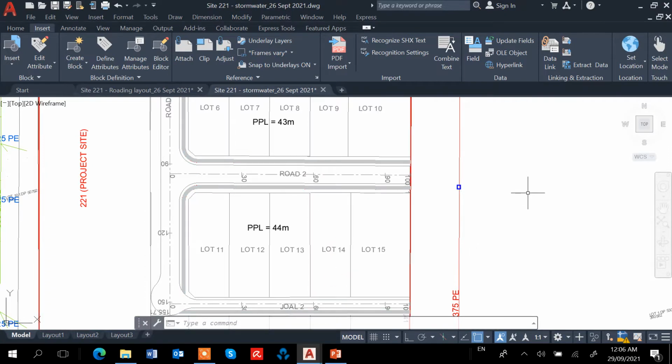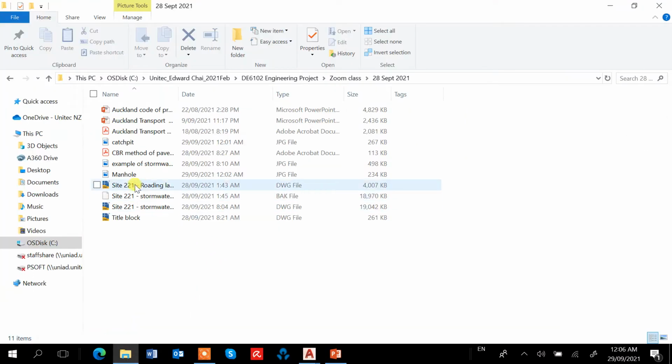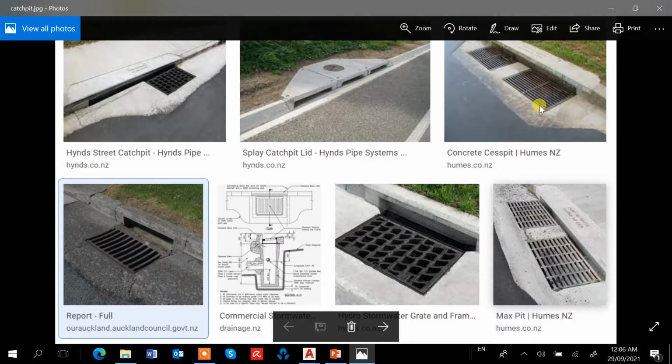So I just showed where the catch pits are. Okay, these are the catch pits along the road, at the edge of the road. So the water will go into the catch pit from the road surface, and also from the surface water. Some of the water will go to the road and then go into the catch pit. So there are catch pits along the edge of the road.